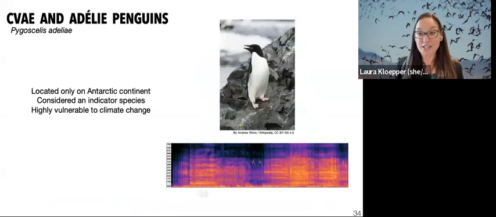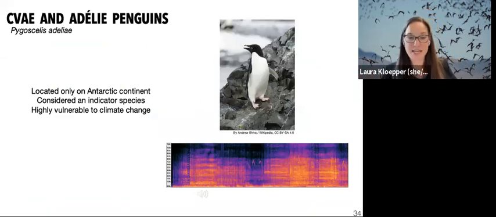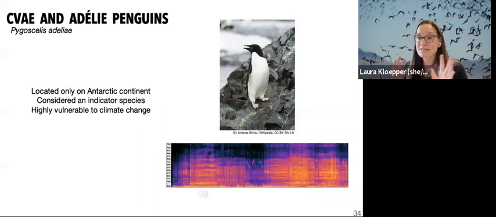Okay, and so finally, let's touch on penguins. This is going to be pretty brief because we haven't even started this yet. But let's talk about penguins. The Adélie penguin is located only on the Antarctic continent, and it is considered an indicator species because it is ice obligate. It needs ice for its life cycle, and it is highly vulnerable to climate change. These populations are being wiped out, but they are highly vocal at distinct phases of their life.